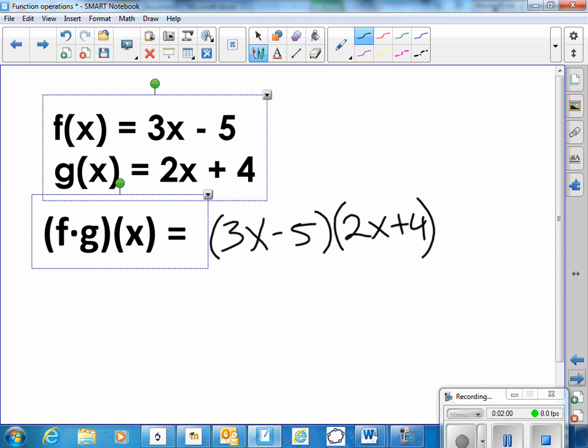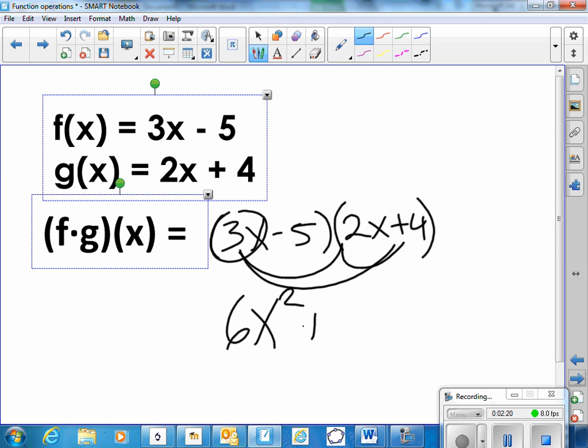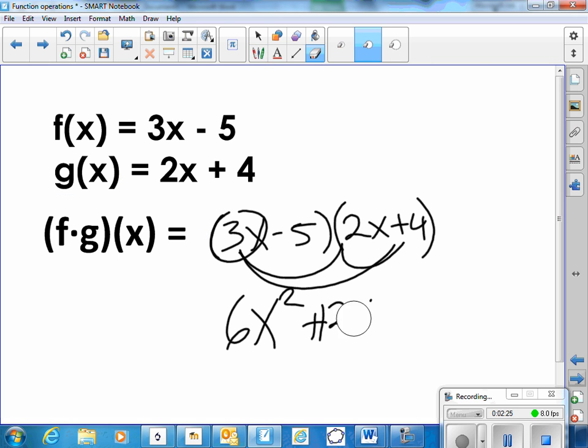Probably the easiest way to look at this is I'm going to multiply 3x times each of those terms. So 3x times 2x and 3x times 4. So 3x times 2x is 3 times 2 is 6, x times x is x squared. And 3x times 4 is 12x. Let me clean that up a little bit.